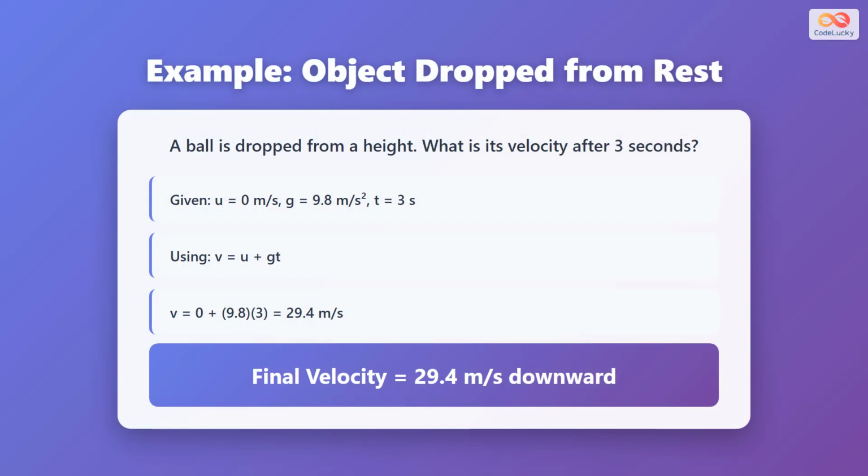Let's work through an example. A ball is dropped from a height, and we need to find its velocity after 3 seconds. We're given that the initial velocity u is 0 meters per second, gravity g is 9.8 meters per second squared, and time t is 3 seconds. Using the equation v = u + gt, we substitute the values. v = 0 + 9.8 × 3, which gives us 29.4 meters per second downward.